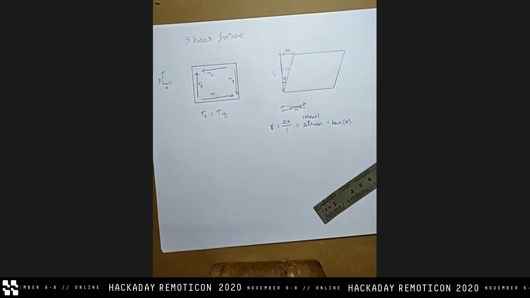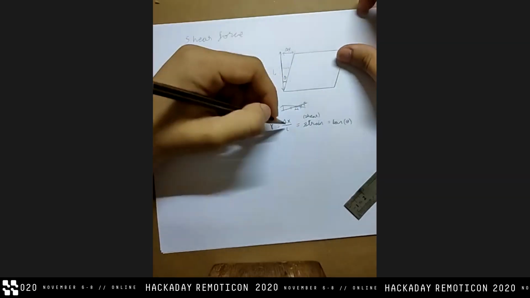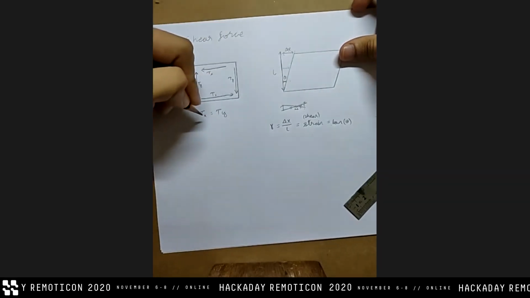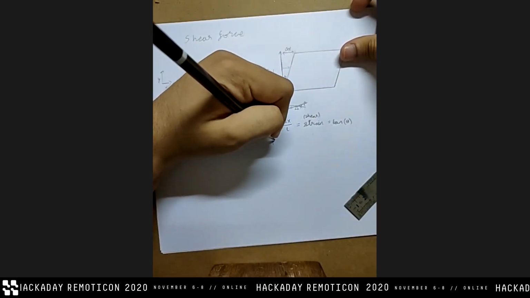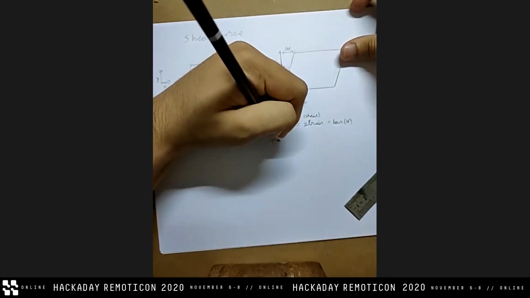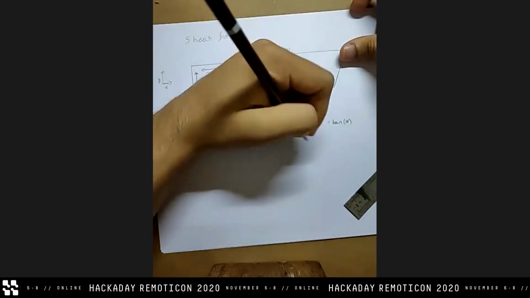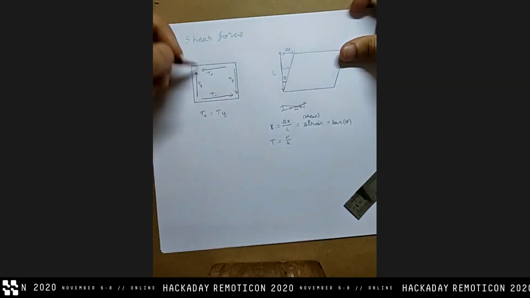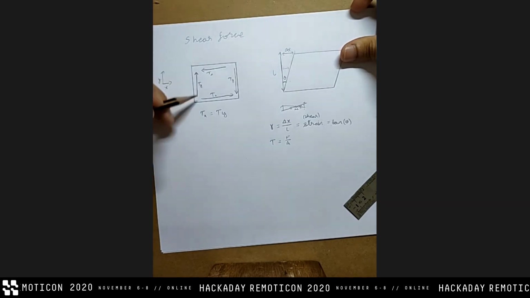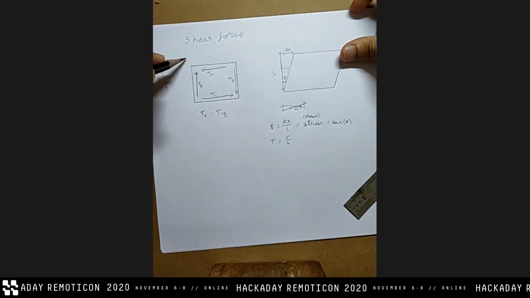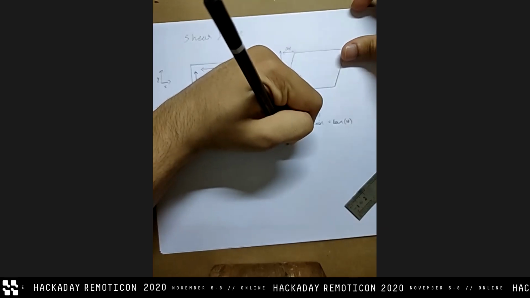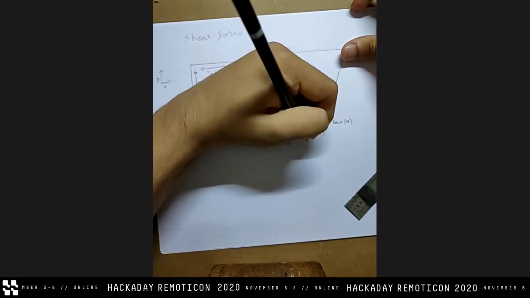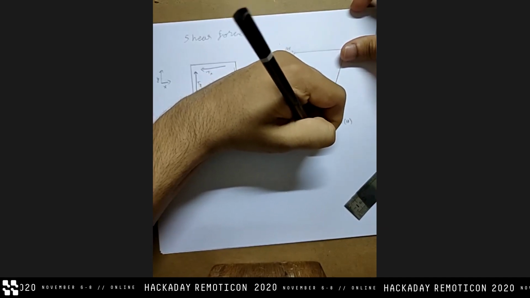And again, the same relationships apply. So you know that this is sort of delta x over L. You know that this is tau, which is equal to your force upon area. That remains constant. It's just that the force is being loaded in a separate direction. The area still stays the same. So this is your force upon area, which is equal to shear stress.